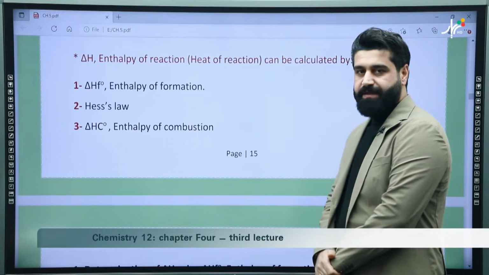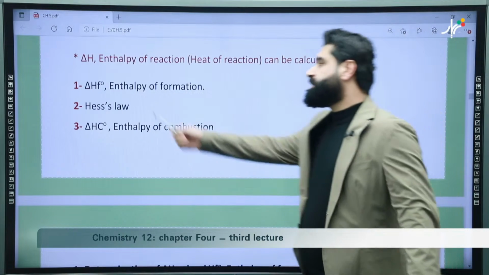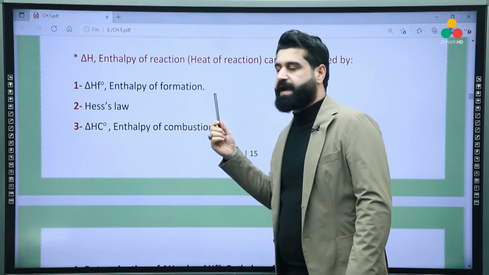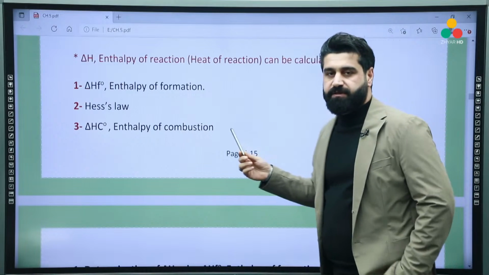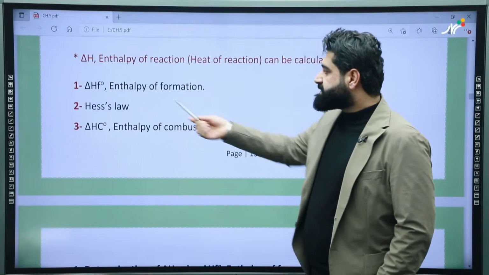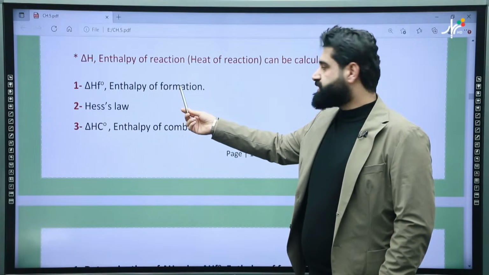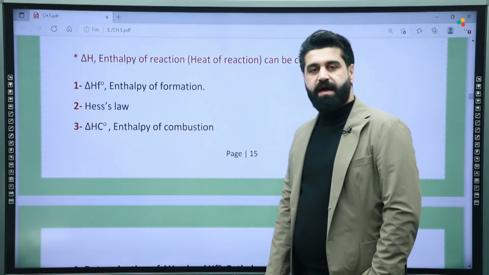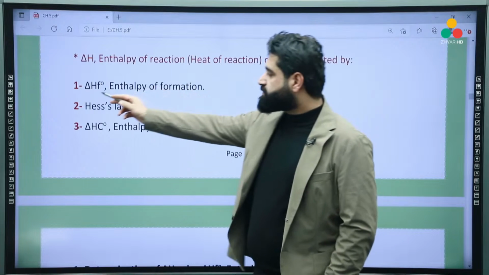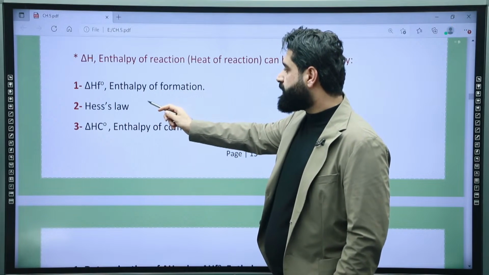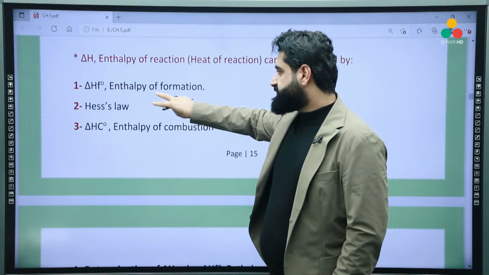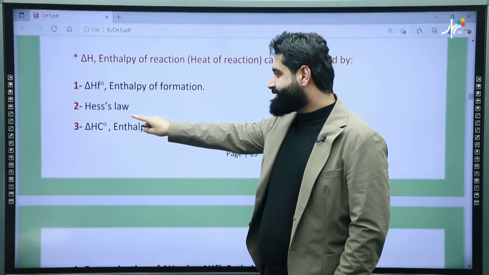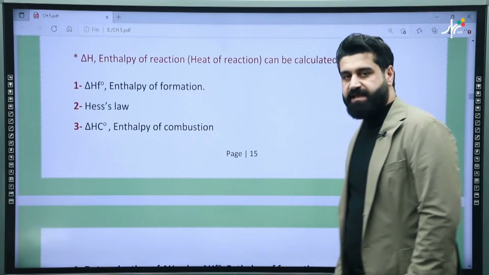Enthalpy of reaction, delta H, heat of reaction or energy of reaction, okay? These are different names for enthalpy of reaction. Delta H stands for enthalpy of reaction or change in enthalpy, enthalpy change, heat of reaction, energy of reaction. It can be calculated in different ways such as delta HF, enthalpy of formation of substances, Hess's law, and delta HC, enthalpy of combustion. Actually, the first and the second one are the major techniques to get the value of delta H, and the last one, delta HC, interferes with the first and second points also.